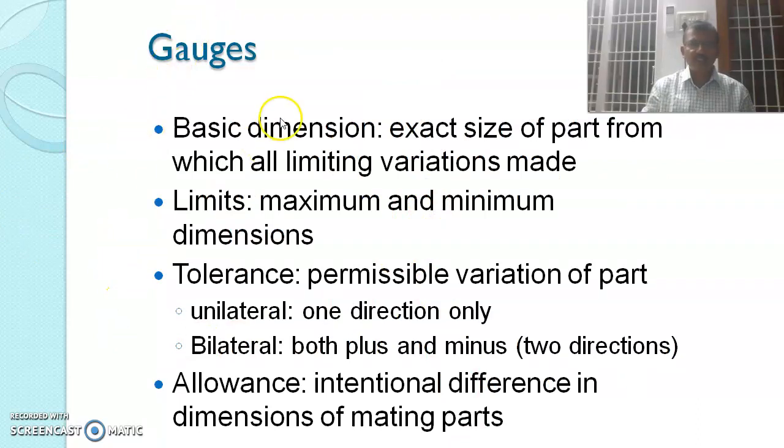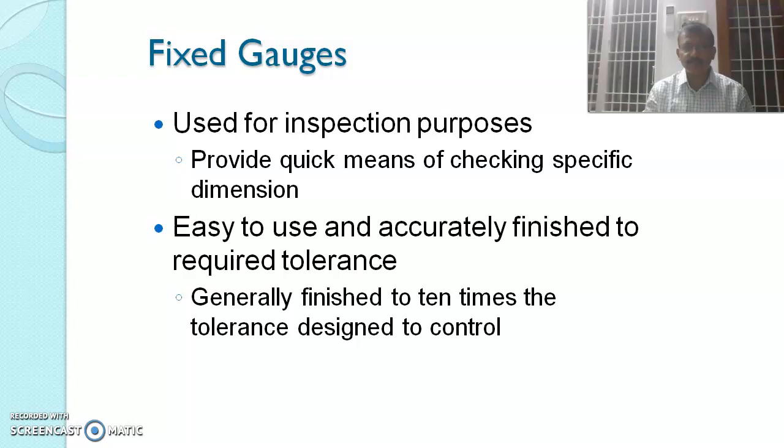Gauges: the basic dimension is the exact size of the part, with all limiting variations. Limits are the maximum metal limit and the minimum metal limit. Tolerance may be unilateral tolerance or bilateral tolerance. Allowance is the intentional difference in dimensions of mating parts.